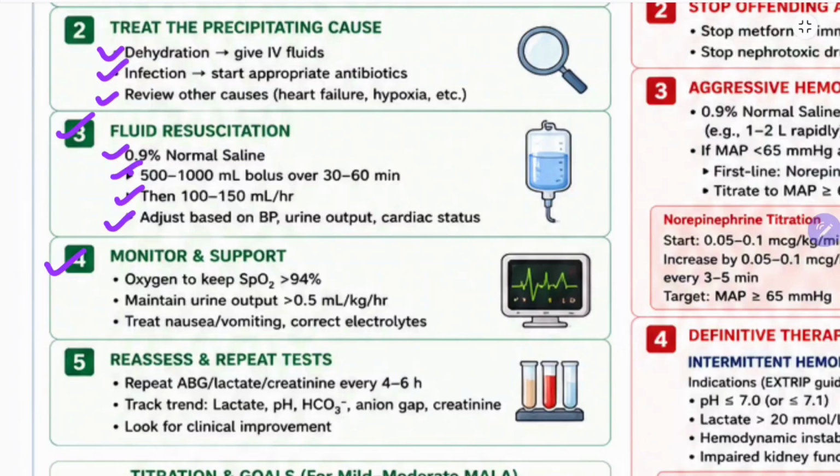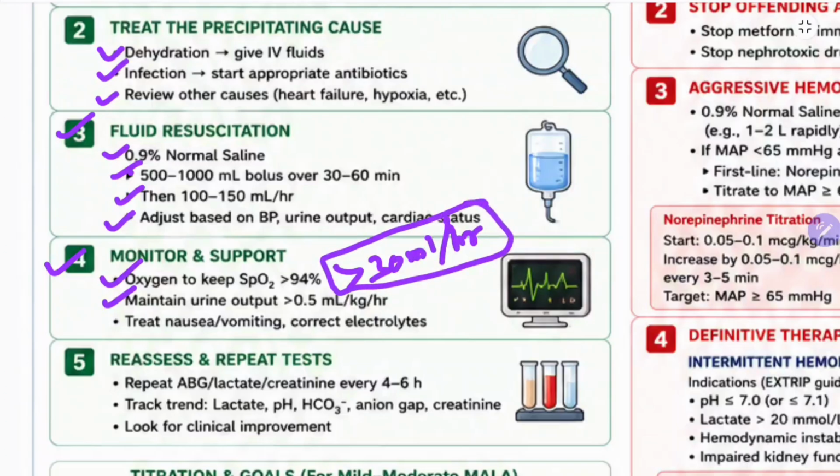Now we are monitoring the patient. Oxygen should be kept above 94%. Maintain urine output more than 0.5 ml per kg, or in a 60 kg man, urine output should be more than 30 ml per hour. Treat the nausea and vomiting. Correct the electrolytes. This is also important.